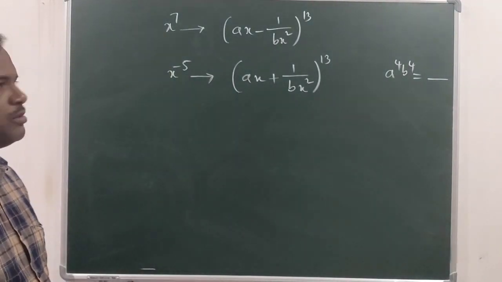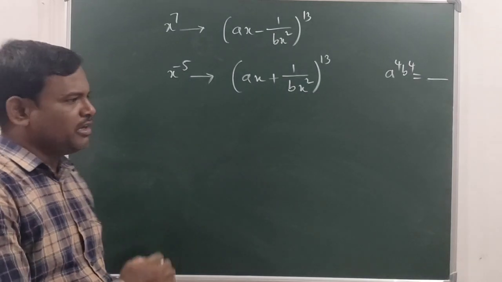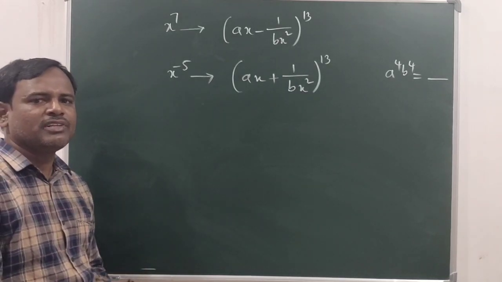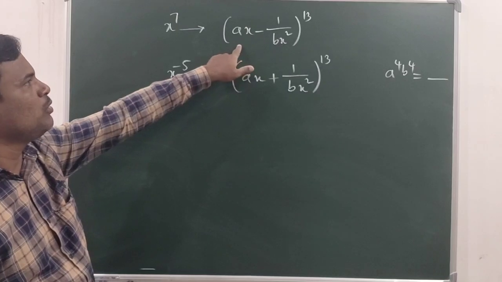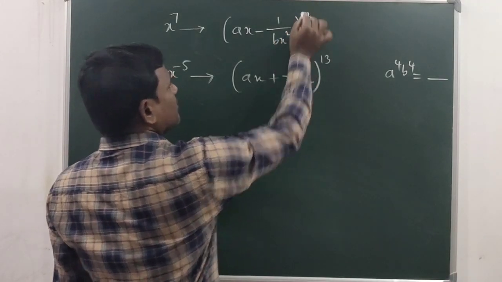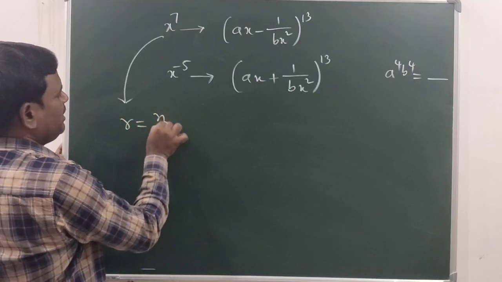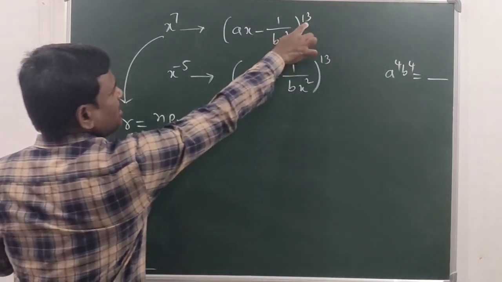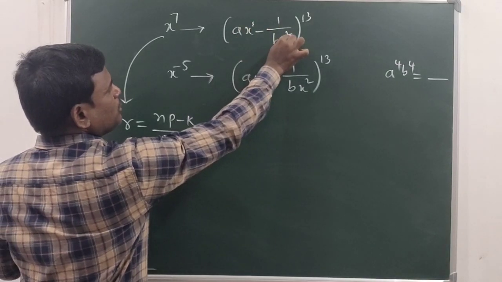Okay students, so this type of model of questions are very important. Mostly in every session, this kind of questions are coming in the exam. See here, coefficient of x power 7 in this binomial is equal to coefficient of x power minus 5 in this expansion. Shall we equate? So first find the r value for this. What is the r value for this? So here (np minus k) by (p plus q). So here n value is 13. P value is the power of x here. This is p, this is q.